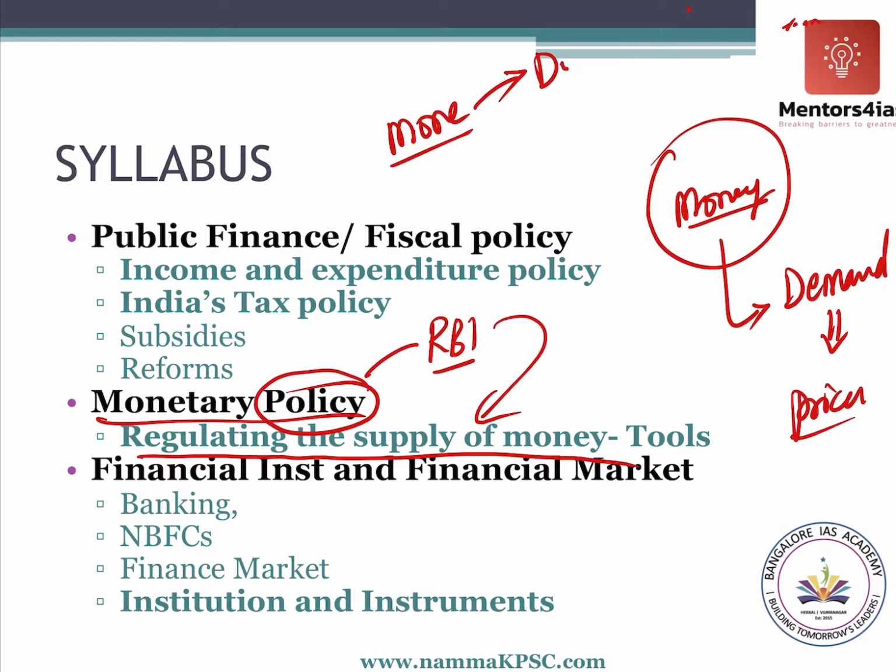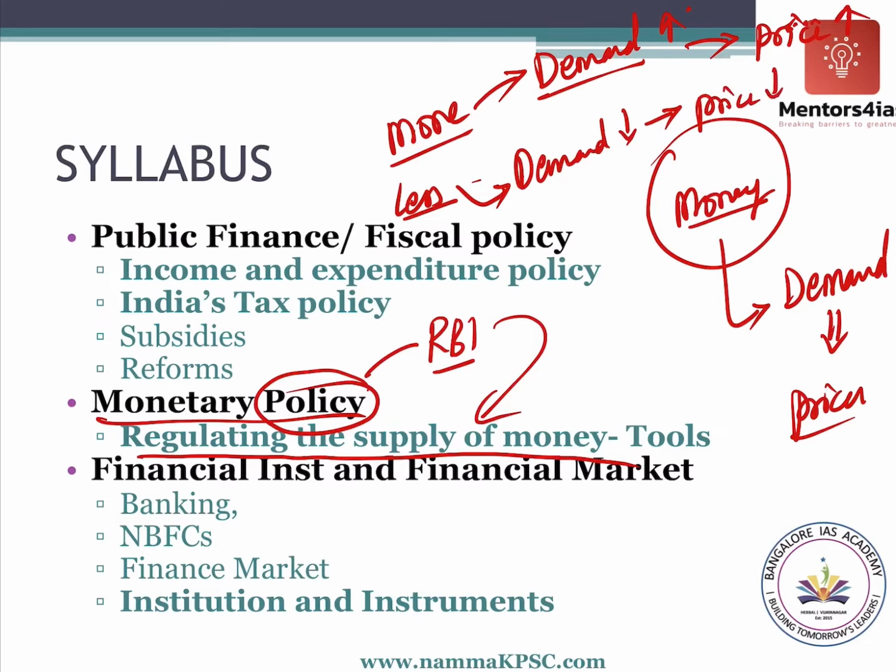Your demand will increase if you have more money. When everybody's demand increases, what happens to the prices? Prices will increase. When there is less money, now you have less money, others also have less money. So what will happen to the demand in the economy? It will reduce. When the demand reduces, what will happen to the prices? Prices also will reduce. So the amount of money in the economy, more or less, will determine the prices. I hope you understood.